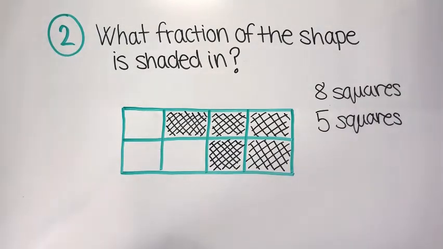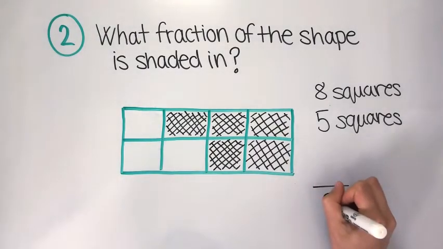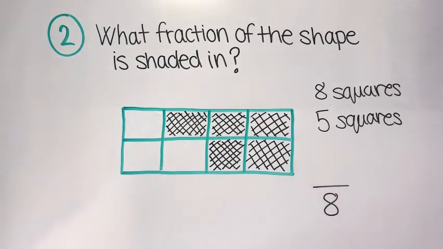Now when we're writing this as a fraction, we write down the number of squares in total as our bottom number, our denominator, and our top number, which is our numerator, we write down how many are shaded in, which is 5. 5/8 of this shape are shaded in. That's our answer.